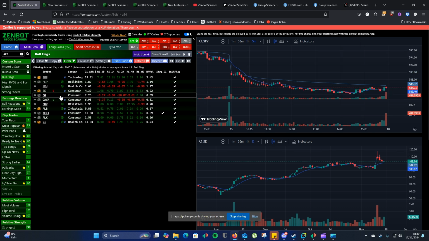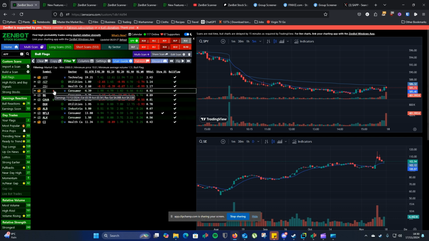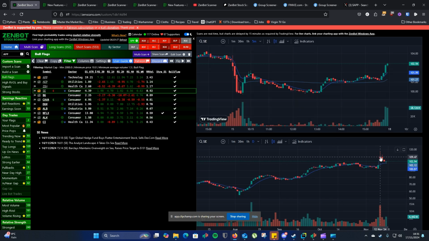We can also look at the earnings as well. So that is an earnings date that has already happened. Because it's American, I have to rejig my mind. But that was 12th of November. So we could probably hazard a guess when those earnings were. Yeah, so it gapped up here and then has been going down since.